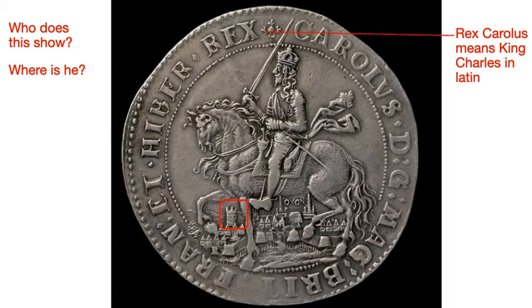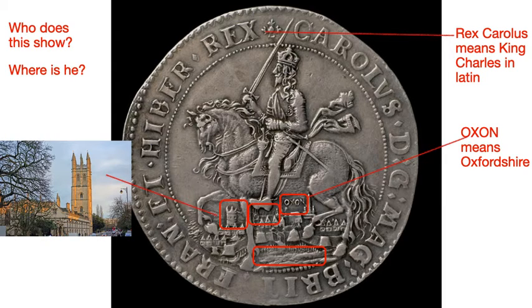Now, where is it? Can you spot these key features below the king? We've got some towers, a river, and the word Oxon. Oxon means Oxfordshire. And these towers are parts of the university.